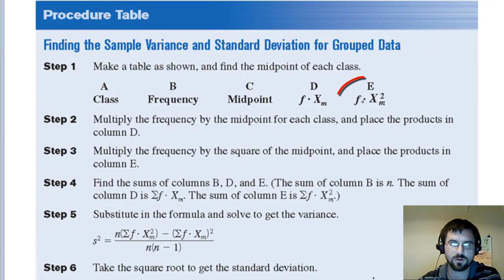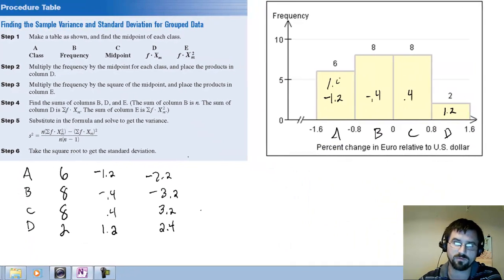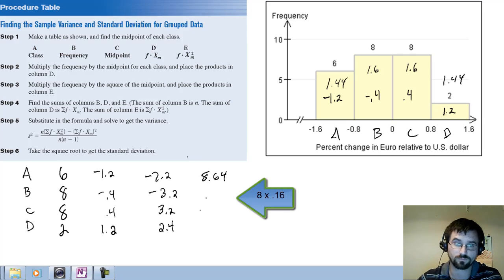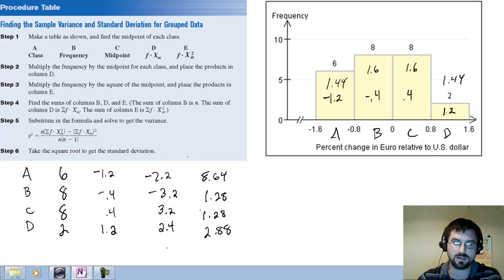Last column is going to be the frequency times the square of the midpoint. So the square of this is 1.44, the square of this is 1.6, 1.6, and then 1.44. If I do 6 times 1.44, I get 8.64. 8 times 1.6 is 1.28, and so that's 1.28 also. And then 1.44 times 2 is 2.88. Okay, having done that, I can now do the last step.